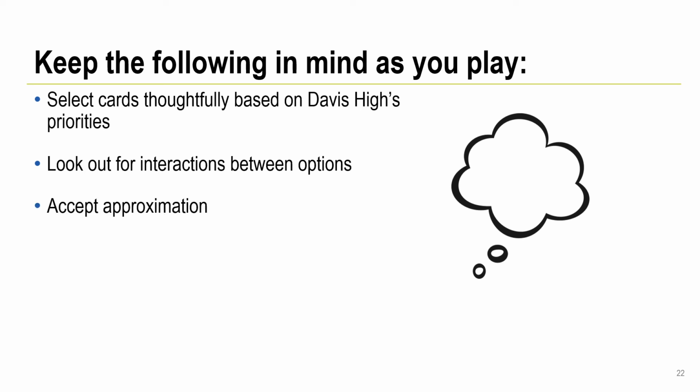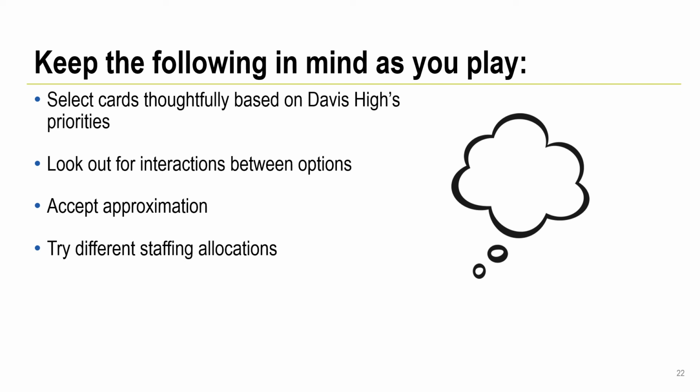Accept approximation. The budget percentages are estimates based on ERS's work in urban districts over the past 15 years. They are averages and include high-level assumptions and are meant to be directionally correct.